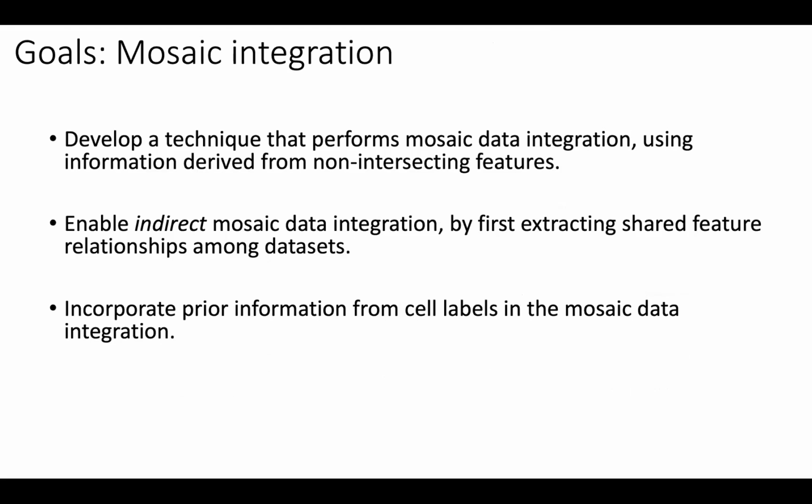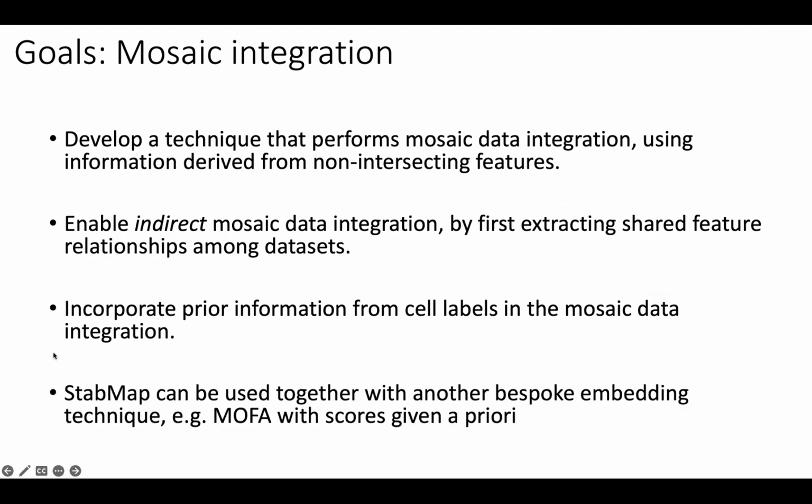So just to summarize, I want to revisit the goals of the integration. It was to develop a technique that uses these non-intersecting features and enables this indirect idea by taking the mosaic data topology, abstracting it into a graph, as well as incorporating, say, prior information using cell labels. Like I said a bit earlier, we could use this together with other bespoke embedding techniques, say something like MOFA, by giving scores a priori as well.